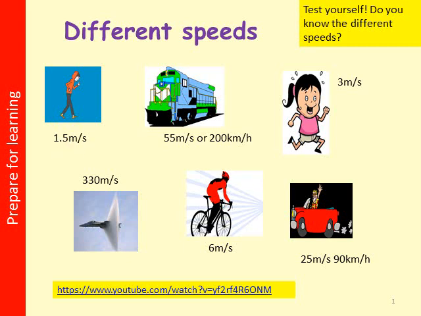So walking 1.5 meters per second, average speed of sound in air around about 330 meters per second. You do have to remember these, so please take some time to test yourself, and it's in meters per second as that is the standard unit of speed. There's also a YouTube link for you here to watch when you have time.